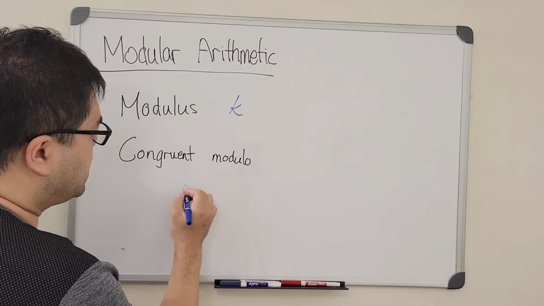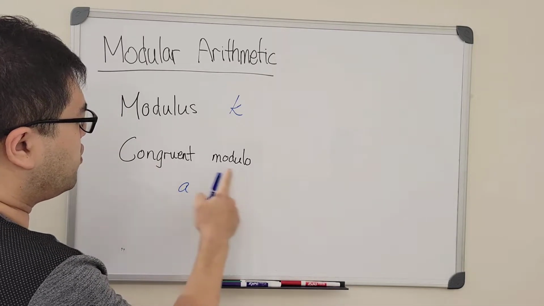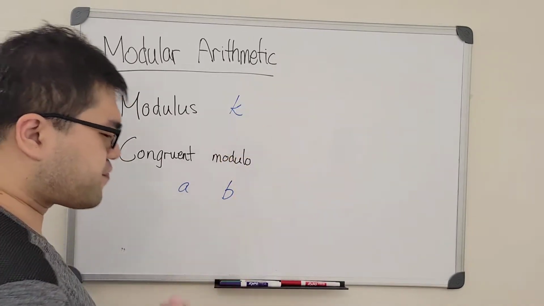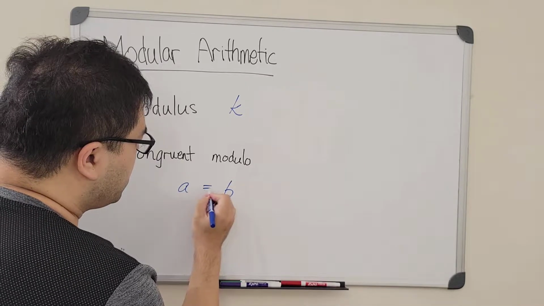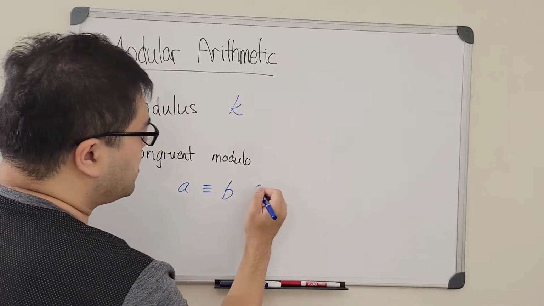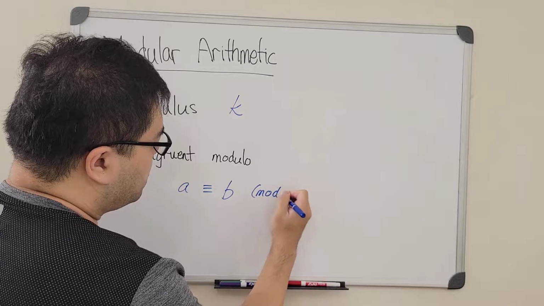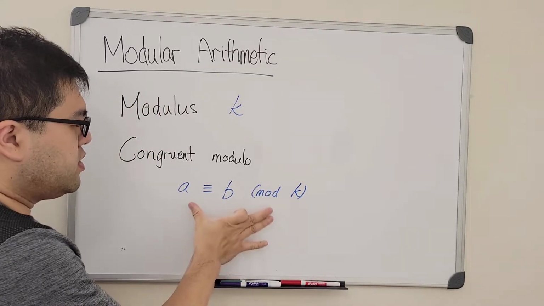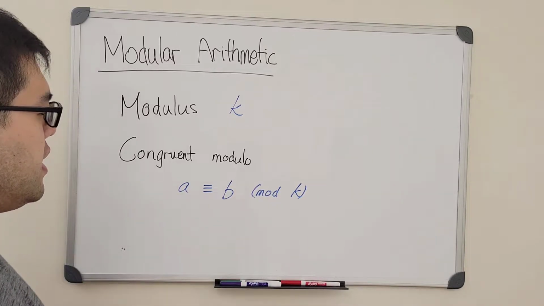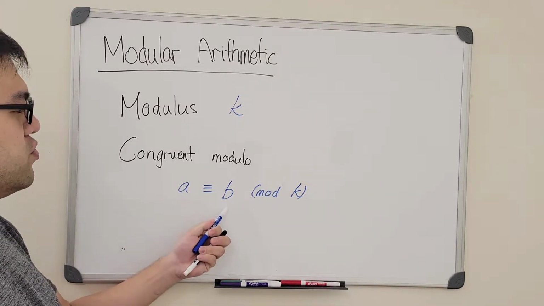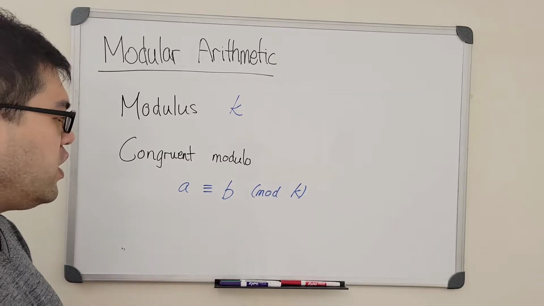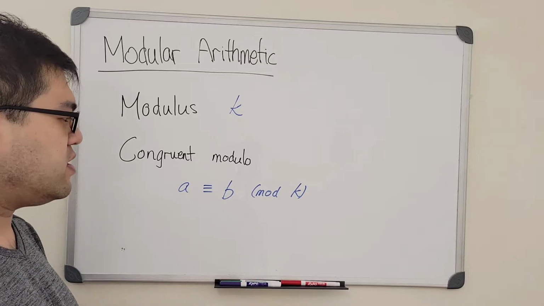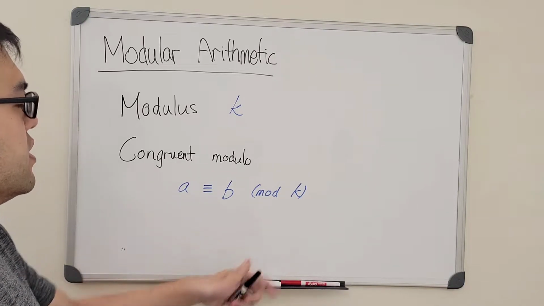Then we will say that a is congruent to b in modulo k, and denote it this way: a ≡ b (mod k). What does this statement really mean? We say that a is congruent to b modulo k if and only if a and b have the same remainder after being divided by k.